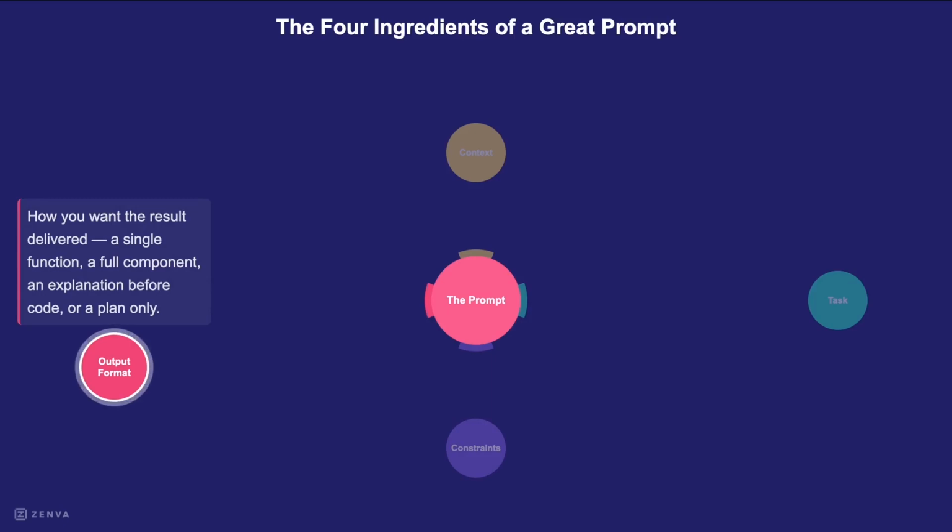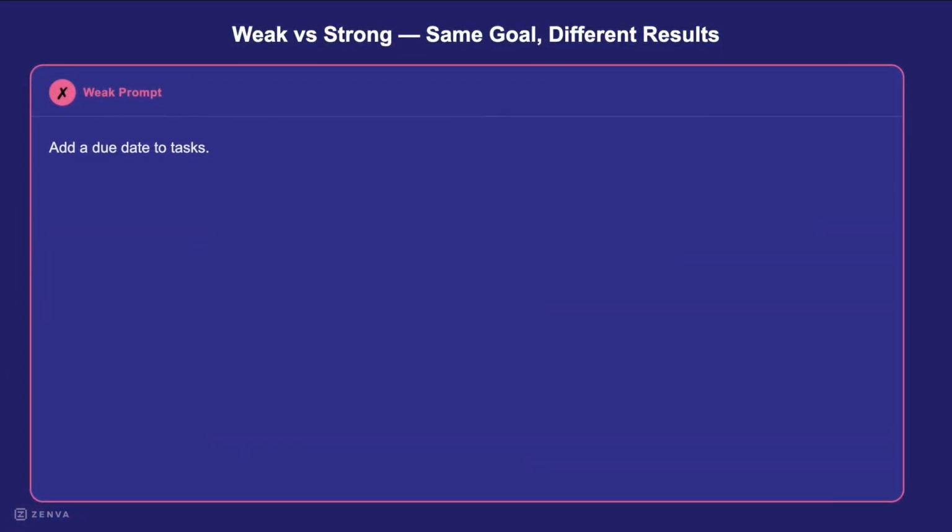This dictates exactly how you want Claude to deliver its result to you. Do you need a single function, a complete component, an explanation before any code, or perhaps just a detailed plan? Let's look at a common pitfall. You might instinctively write a weak prompt like "add a due date to tasks." This brevity leaves Claude with too many unknowns, forcing it to make guesses that often don't align with your project specifics. You'll quickly find yourself needing to refine its output if you don't provide proper guidance.